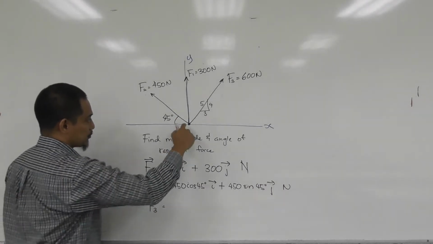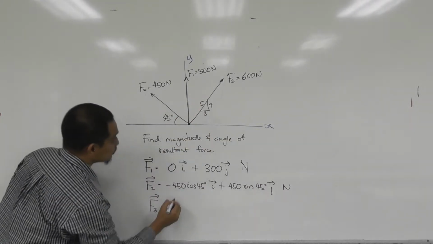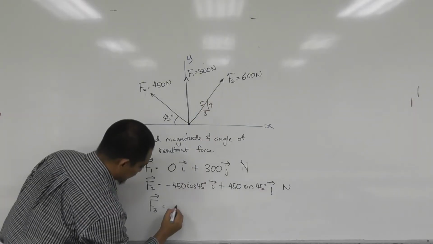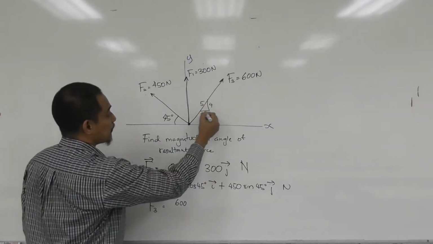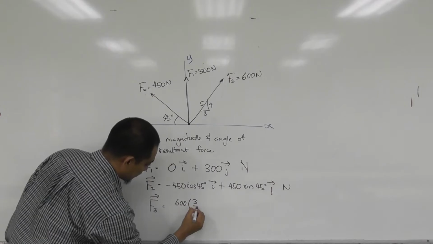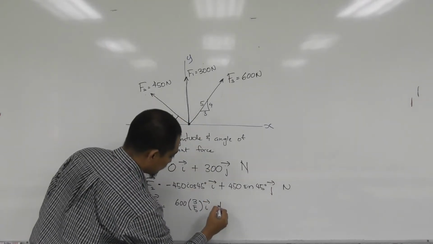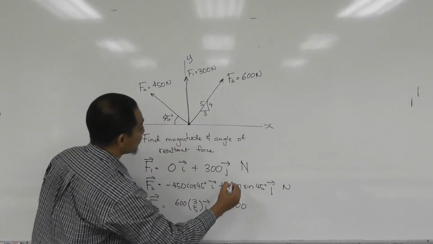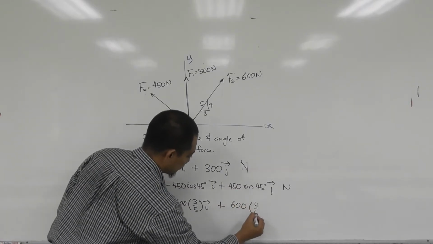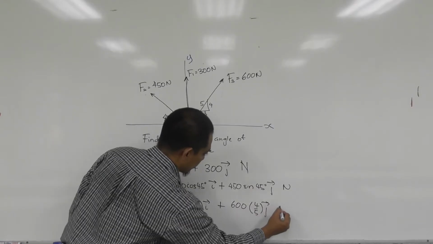F3 is, so this is the x component, y component, right? So we'll have 600 times 3/5 i plus 600 times 4/5 j Newton.